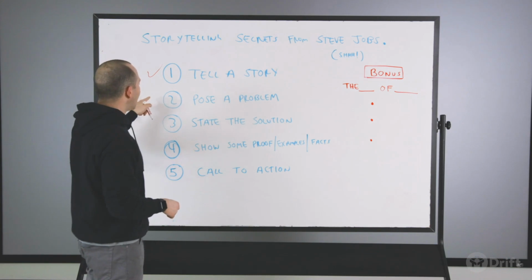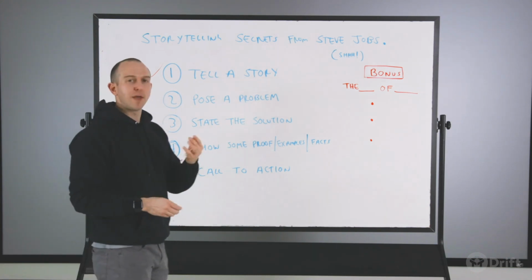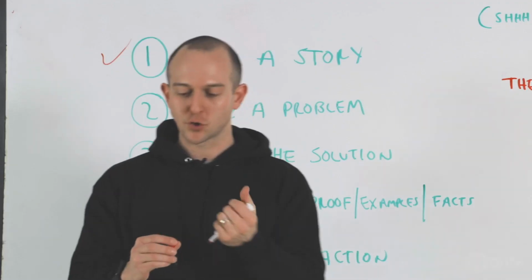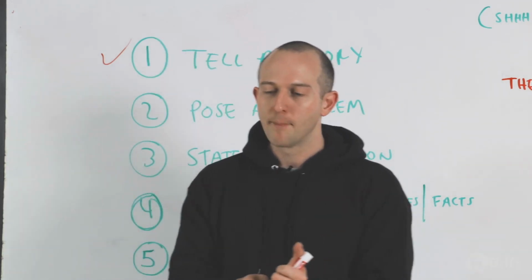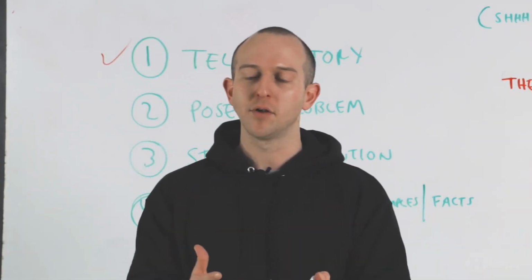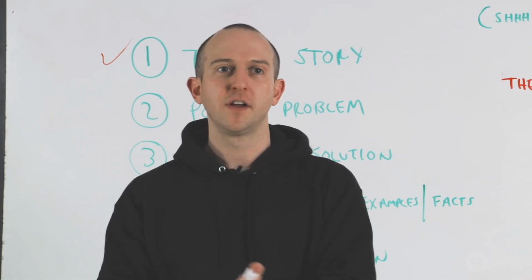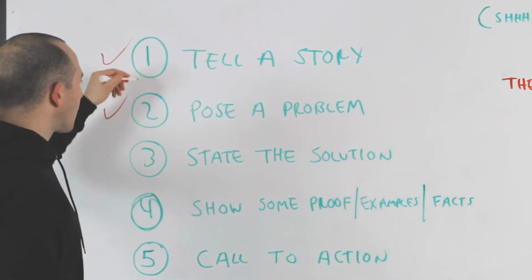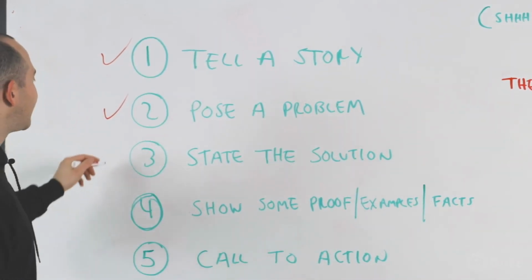Number 2 is pose a problem. You have to be able to create tension now in your story, okay? So you tell a story to hook somebody, but then you have to pose the problem. What is the problem that you are going to eventually solve later in your deck? So tell a story, pose a problem, state the solution.